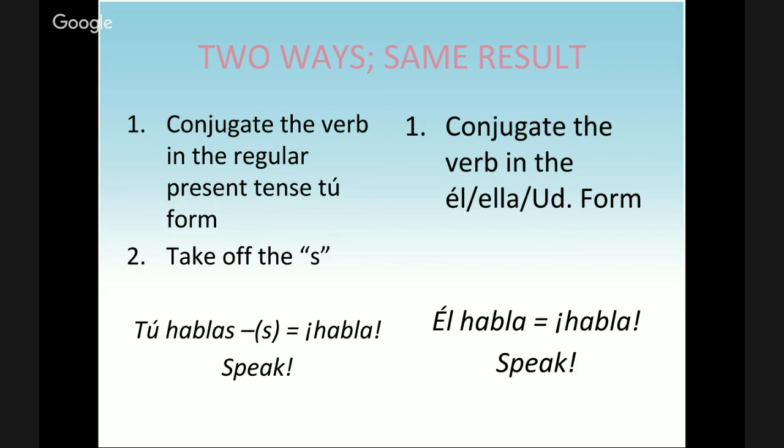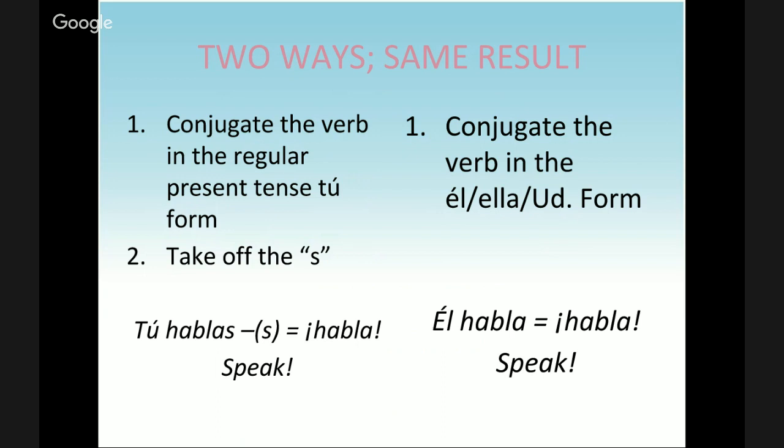Two different ways you can think about how to form a command. I wrote them here, the left and the right. They both will give you the same result. It just depends on how you like to think about it. When you have a verb in Spanish, like you want to command somebody to speak or talk, the verb would be hablar. What you can do is conjugate that verb in the present tense, because I'm talking to you, so I'd say hablas, and then you take off the S. So if I'm going to command you to speak, I would say habla.